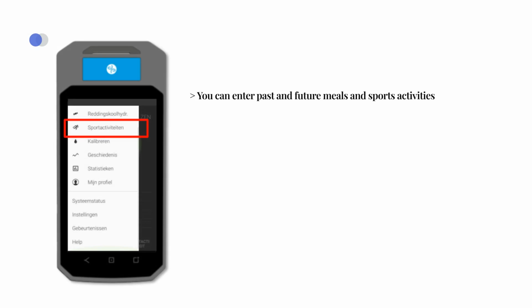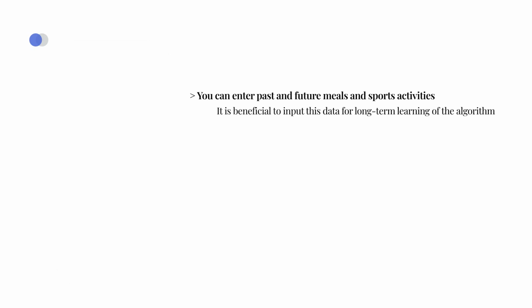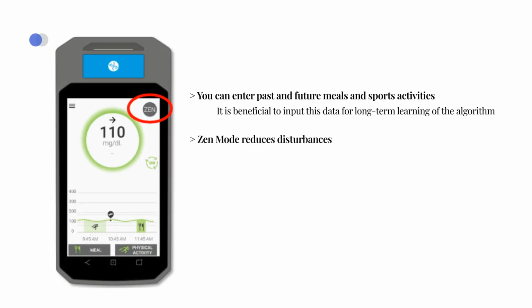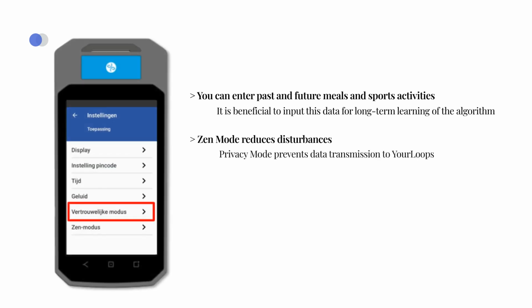You can enter past and future meals and sports activities. Even if you forgot to enter a meal or activity, it's still beneficial to input it later for long-term learning by the algorithm. Diabeloop offers 2 additional modes. Zen mode, which reduces disturbance from hypoglycemia alerts, and privacy mode, which prevents data transmission to your loops.